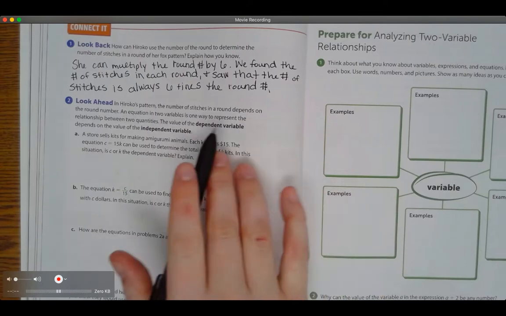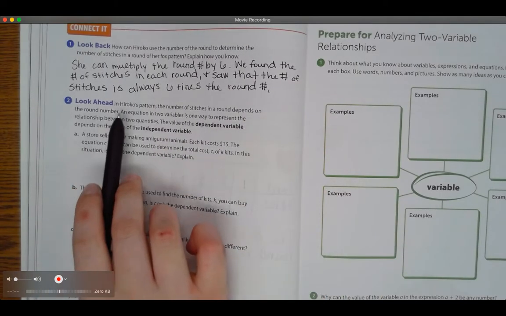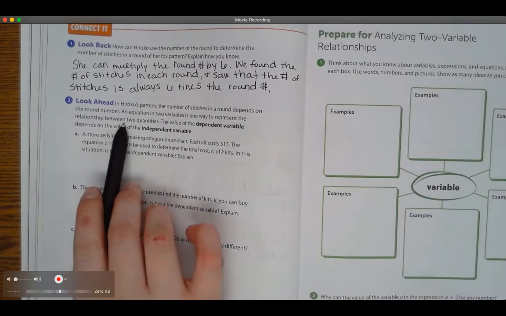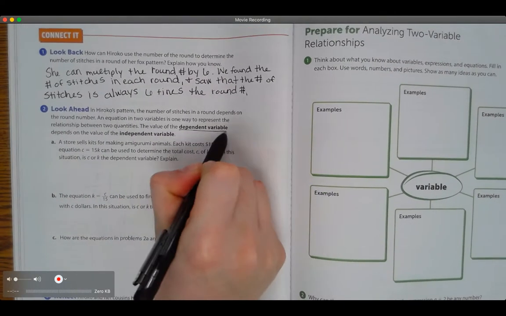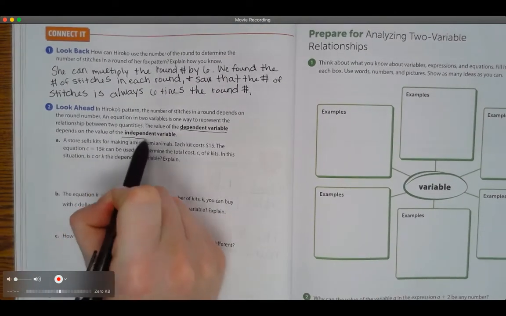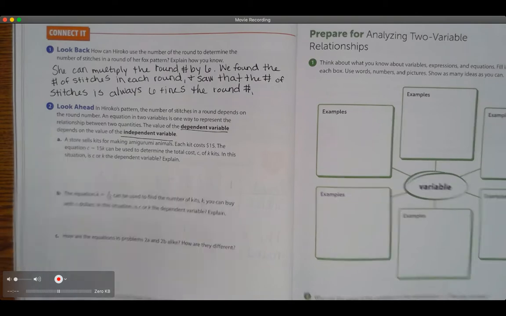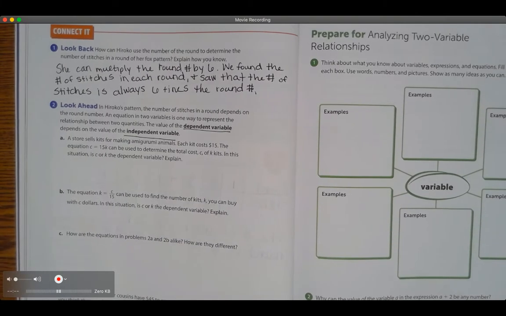Right, so in Hiroku's pattern, the number of stitches in a round depends on the round number. An equation in two variables is one way to represent the relationship between two quantities. The value of the dependent variable depends on the value of the independent. So independent can stand on its own. If it's dependent, it depends on the other variable.